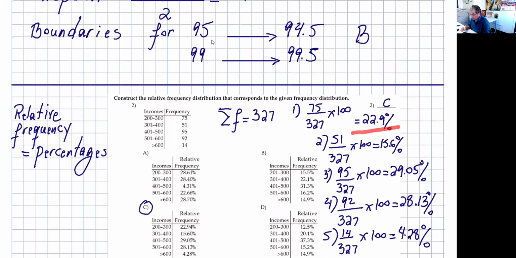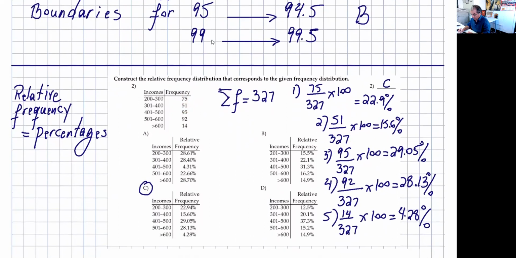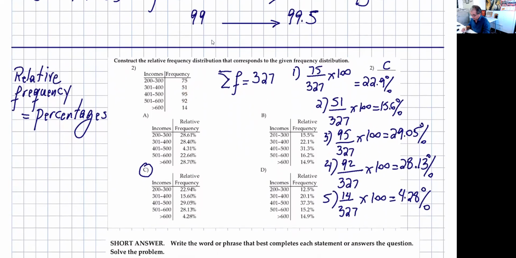That's 22.9%. Second one is 51 divided by 327 times 100. That's 15.6%. Third one is 95 divided by 327 times 100, and that's 29.05%. Then we have 92 divided by 327 times 100 is 28.13%. And finally, you can do it for 14. 14 divided by 327 times 100 is 4.28%. And the answer is C.